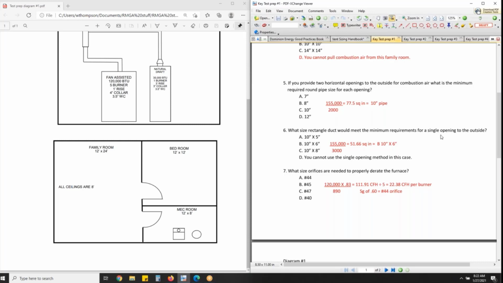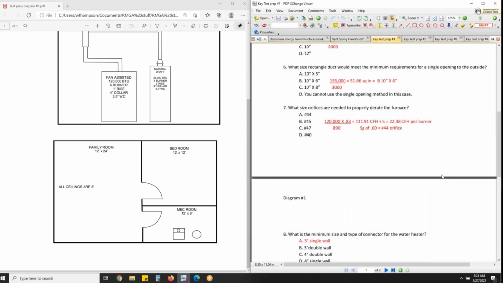So on test day, just take the question for what it is. They're just asking you about the duct. They're not asking anything about the grill. Now, if they had a question that said, what size rectangular duct and what size grill, then you've got to take that into account, okay? Make sense? All right.